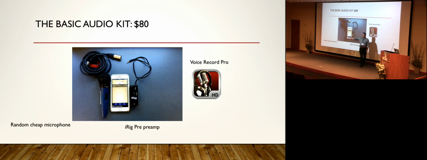The iRig preamp is fantastic because it allows you to take any XLR corded microphone, including that random cheap microphone, and plug it into your phone. $35 right now. There's another version of it called the iRig Pro, which is about $90, which does some things a little bit differently. This is fine for your basic modular kit here. Using this, and BBC, by the way, bought like 400 of these.